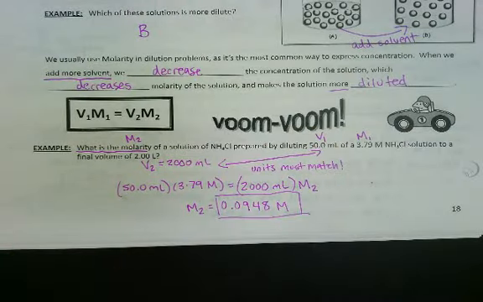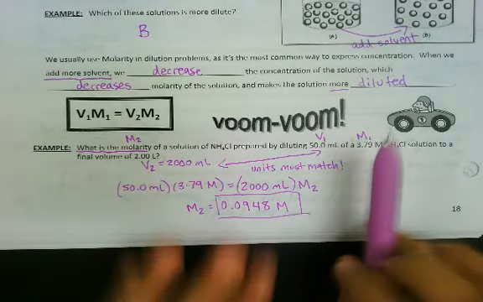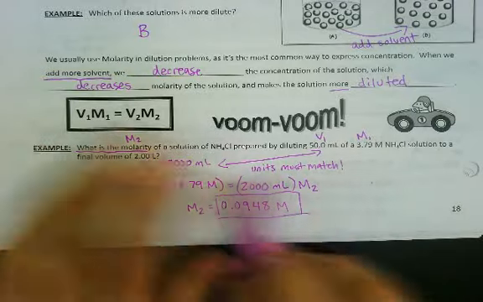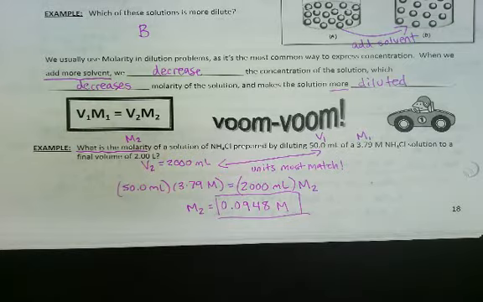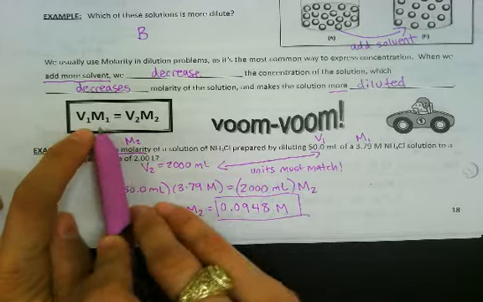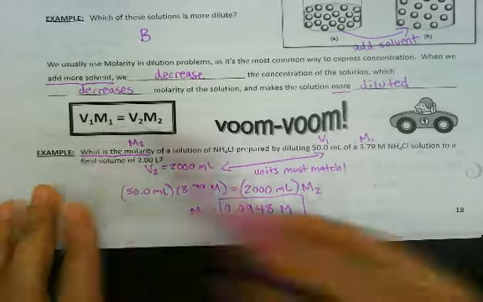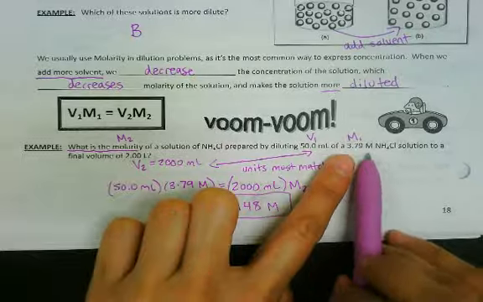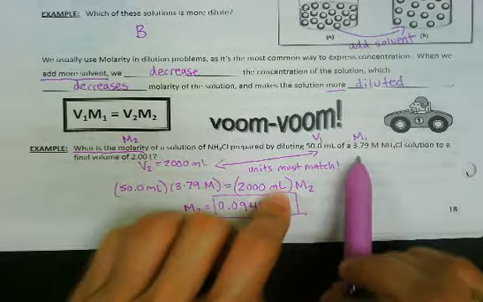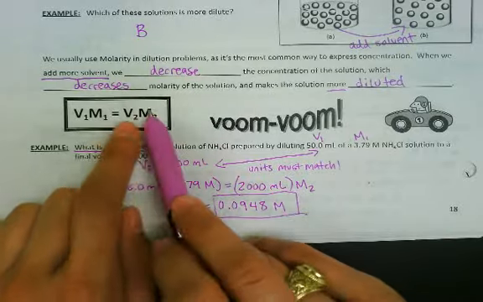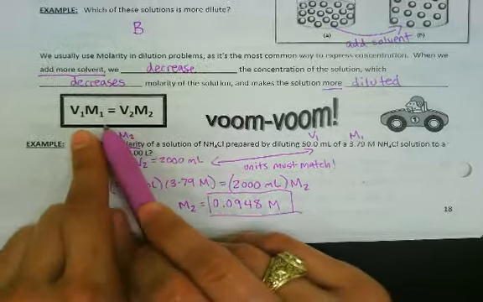Indeed. What questions do we have about that problem? Do we have any questions about that problem? Yes, I can. So the question was, can you explain again how we know which ones to label V1 or V2, or M1, M2? What I usually do is think about V1 and M1 as my starting solution. I'm diluting this much of this solution, so I'm starting out with this much, and then I'm diluting it to a final volume of this. So I'm treating this as my final, and this is my initial.